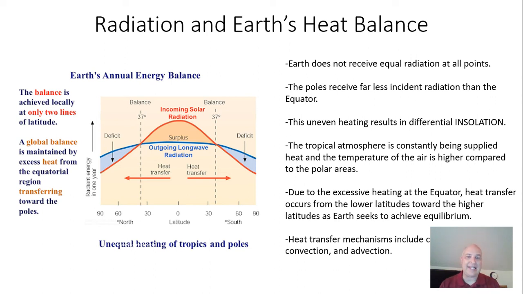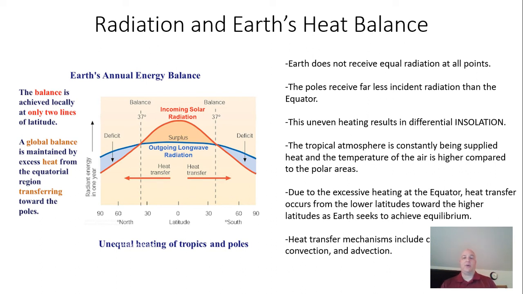So bottom line here, Earth does not receive equal radiation at all points. The poles receive far less incident radiation as compared to the equator, and this uneven heating results in what's known as differential incoming solar radiation, or insolation. The tropical atmosphere is constantly being supplied with all this excess heat, and the temperature of the air is higher as compared to the polar areas. And again, due to the excessive heating at the equator, heat transfer occurs from the lower latitudes toward the higher latitudes as the Earth seeks to achieve equilibrium in the temperature distribution.